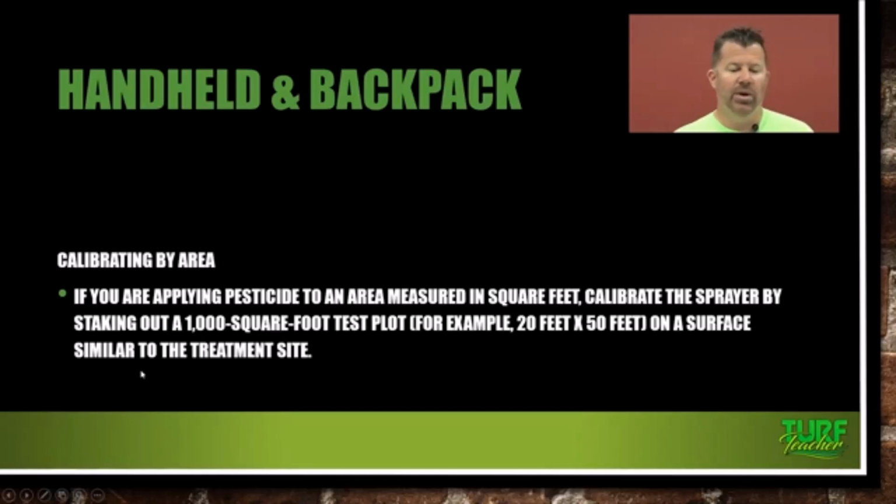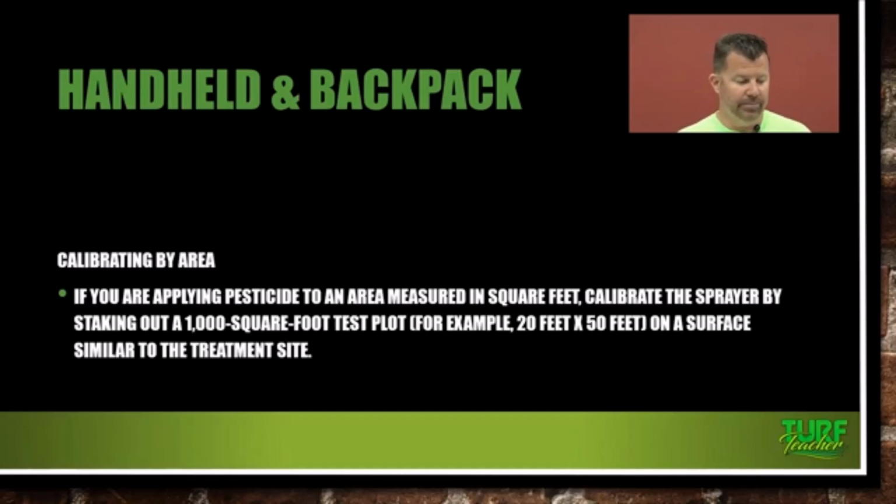Calibrating by area. If you're applying the pesticide to an area measured in square feet, calibrate the sprayer by staking out a 1,000 square foot test plot, for example, a 20 foot by 50 foot area on a surface similar to the treatment site. Now, let's say we're spraying turf grass, but we need to see the water that we're spraying. So try to find a parking lot, concrete, asphalt, or even gravel, because you can see the rocks get wet.